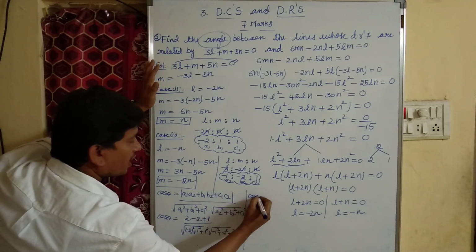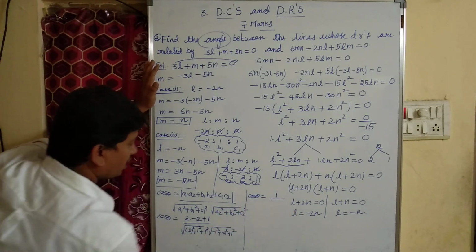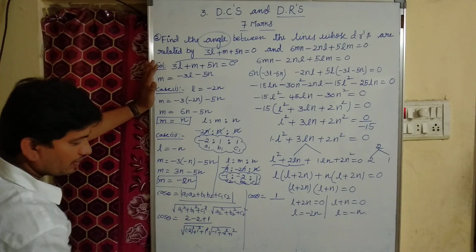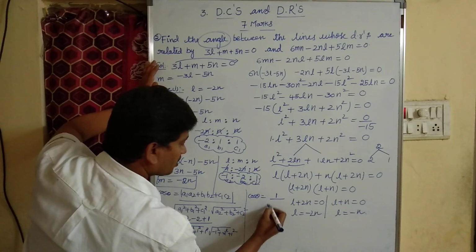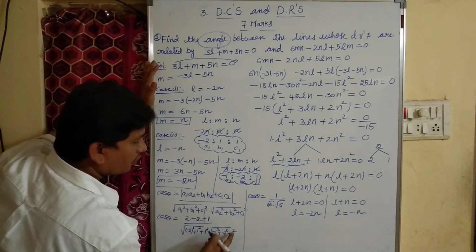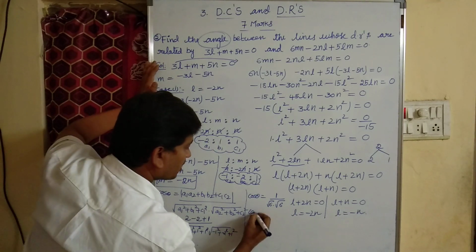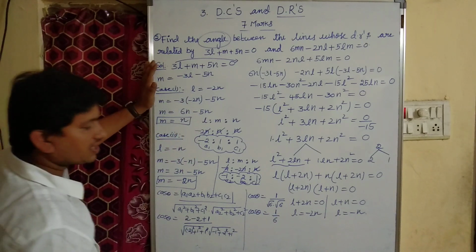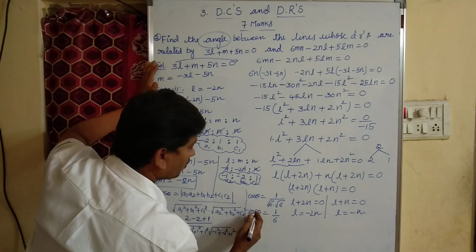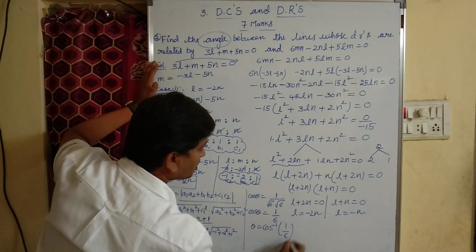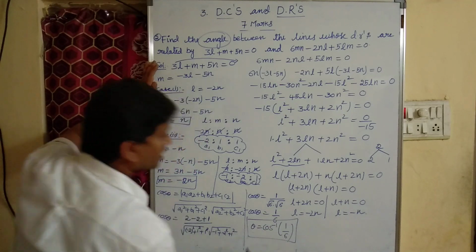So cos theta equal to 1 by root 6 into root 6, because 1 square 1, 2 square 4, 1 square 1, 4 plus 1 is 5, 5 plus 1 is 6. So cos theta equal to 1 by root 6 into root 6, that is equal to 1 by 6. So therefore theta equal to what? If I transpose cos towards the right hand side, it will become cos inverse of 1 by 6.